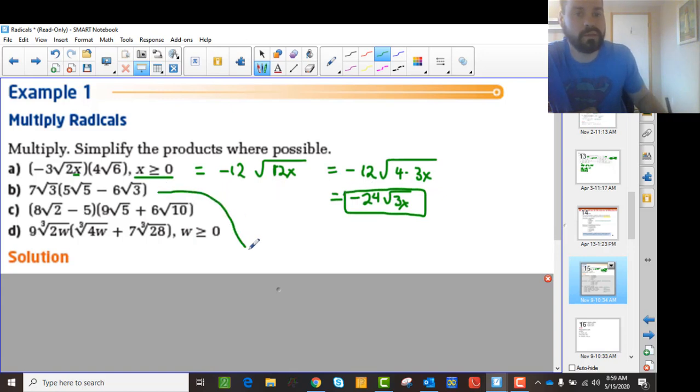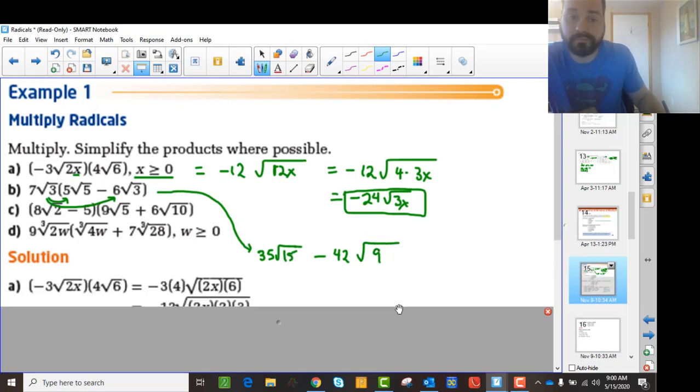Here, when we're multiplying these, the multiplication is very similar to polynomial multiplication. So when you're multiplying, you're going to multiply that by that, and then this by this. So 7 root 3 times 5 root 5, you go 7 times 5, so that's 35, square root of, and then 3 times 5, which is 15. Okay, then minus 6 times 7 is 42, and then root 3 times root 3 is root 9. Okay, then we try to simplify.